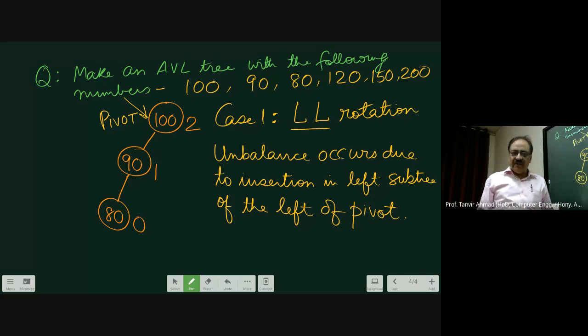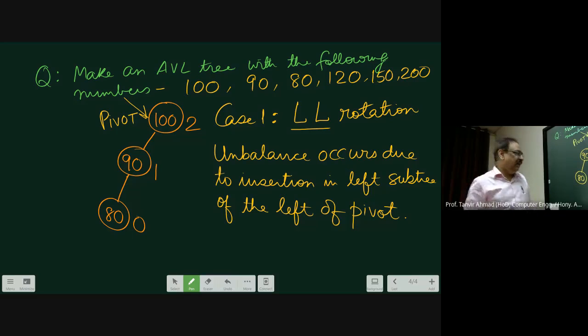What is the left of pivot? Obviously, the left of pivot is 90. And you are going to insert in the left subtree of the 90. That means you are inserting in the left of 90. Therefore, if you are inserting 80, this becomes an LL rotation.